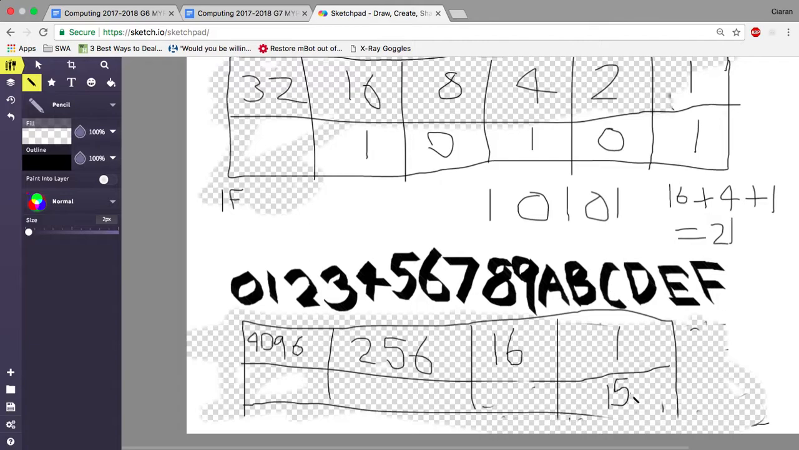And of course, 15 times 1, because this column is 1. The other number is 1, so 1 times 16. And then we simply add 16 to 15. And then we can work out that 1F in hexadecimal is the equivalent of 31.